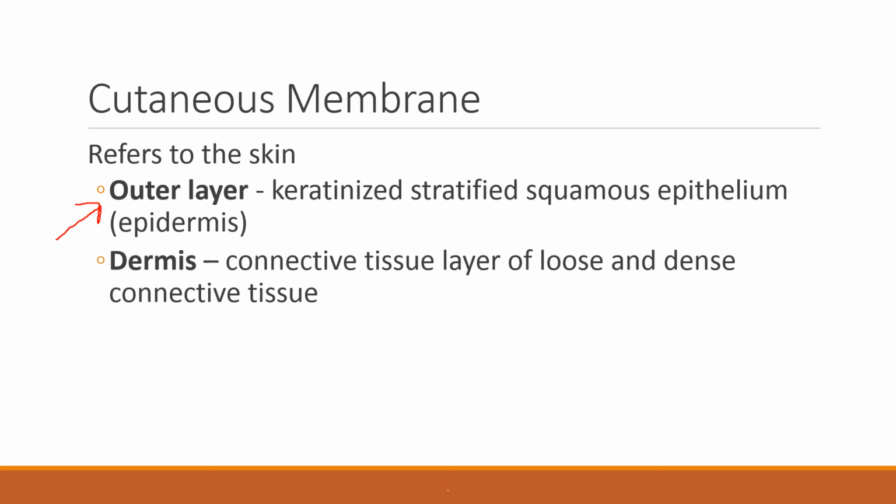Deep to the epidermis is a thick layer of connective tissue, and it has both loose as well as dense irregular connective tissue, and this area is called the dermis. The epidermis contains no blood supply, but the dermis is rich with blood vessels.